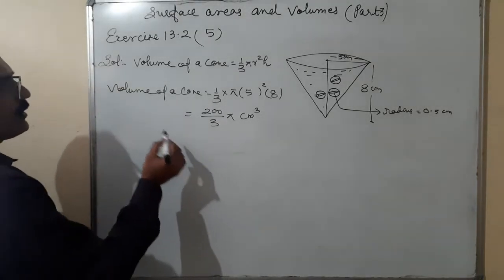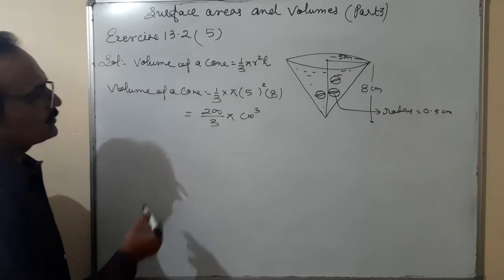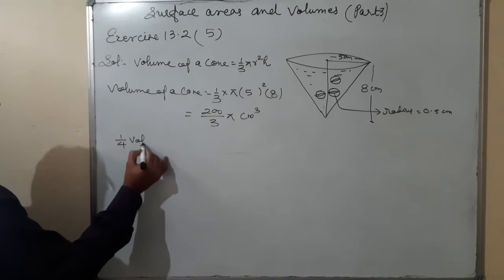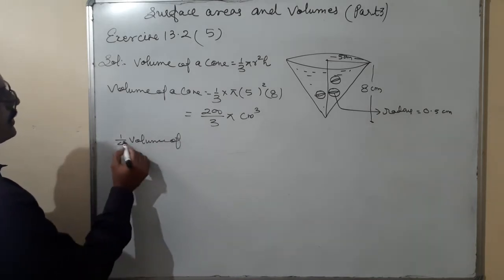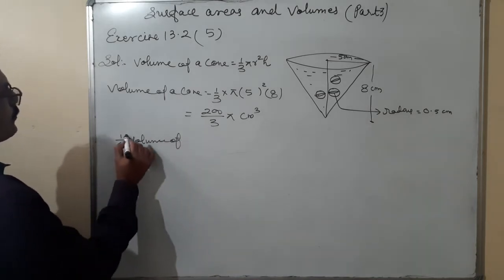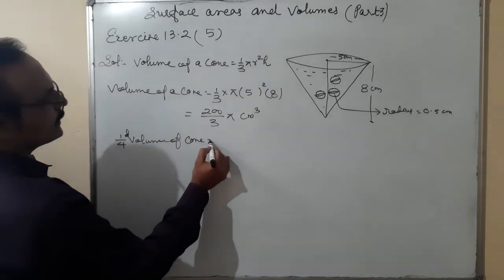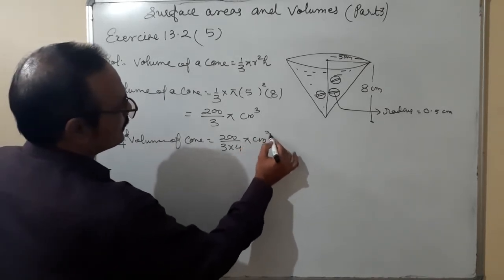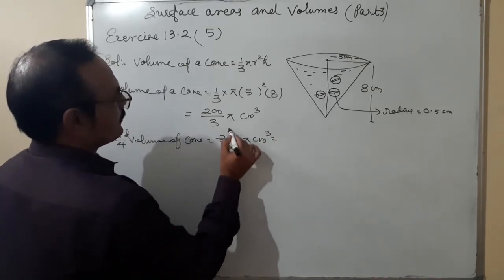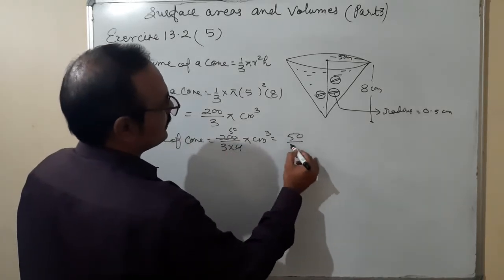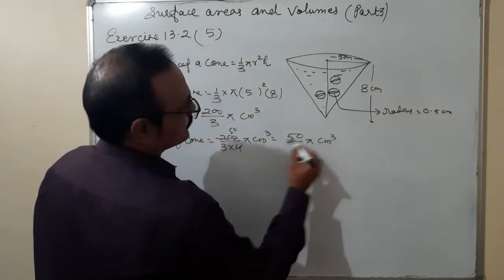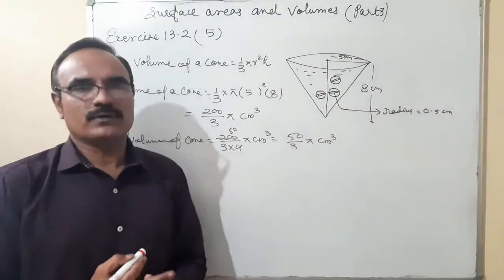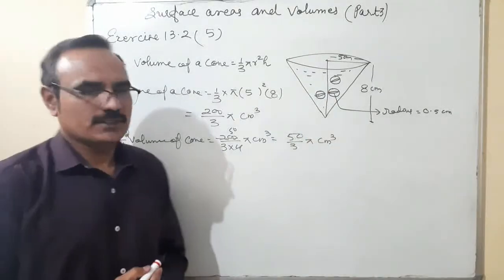After that, 1/4 of the water flows out. 1/4 of the volume of the cone is equal to 200/3 divided by 4, pi centimeter cube. So it is coming 50/3 pi centimeter cube. Is it okay? This is 1/4 of the volume of the cone. This amount of water has flowed out.